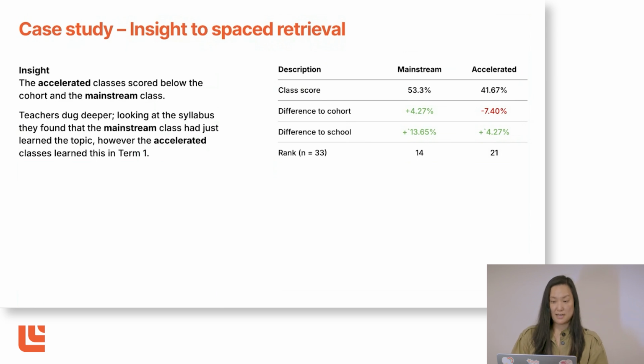The mainstream class actually scored above the cohort and well above at the school level. So what they were able to do, digging deeper and looking at the syllabus, was see that the mainstream class had just learned the topic, whereas the accelerated class had learned the topic earlier in term 1. This is from the Victoria pilot that was in term 3 last year. So when they saw the data, they were able to see that they needed to do some spaced retrieval and come back and review the topic in their accelerated class.